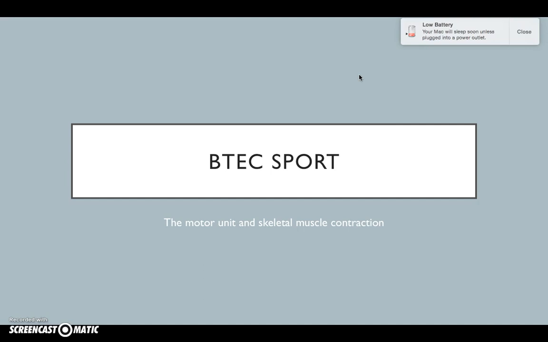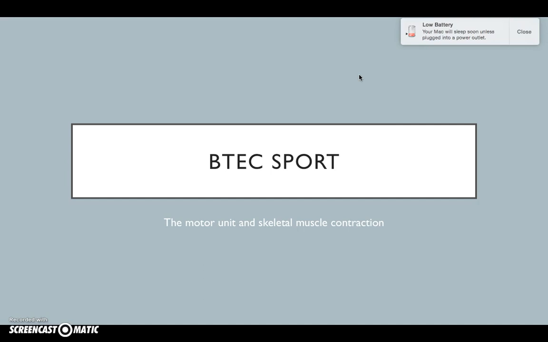So first of all, just to let you know, a skeletal muscle can only contract when it's stimulated by an electrical impulse. And as I say, this impulse is sent from the central nervous system. So we have something called a motor unit. Now a motor unit consists of a motor neuron and the muscle fibers that motor neuron initiates.